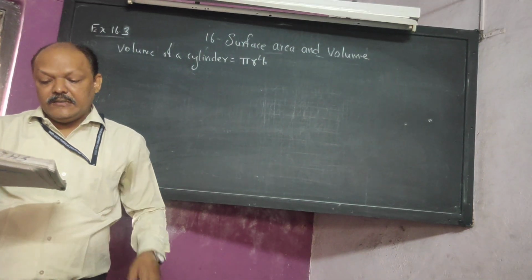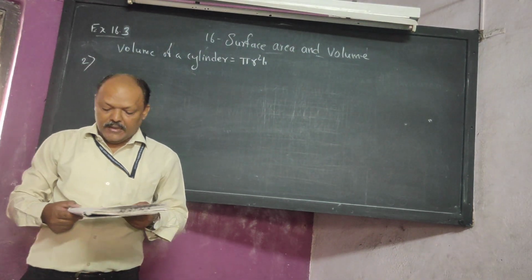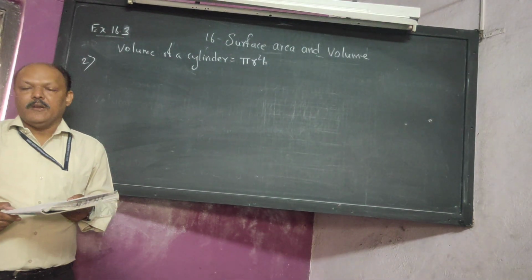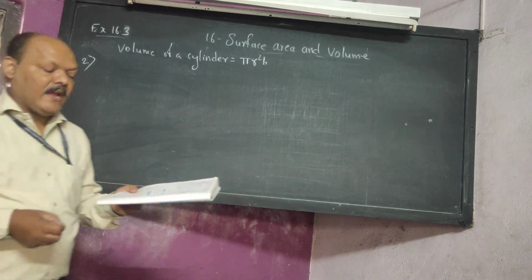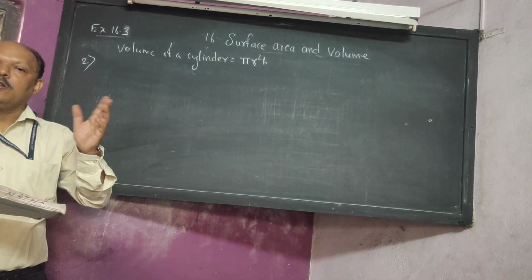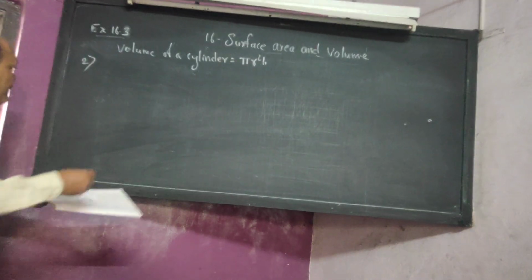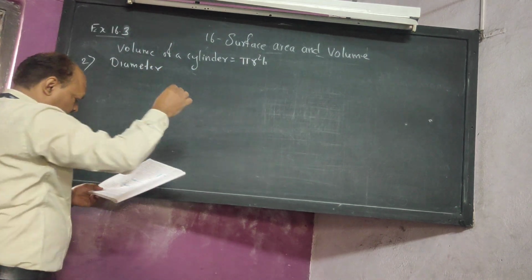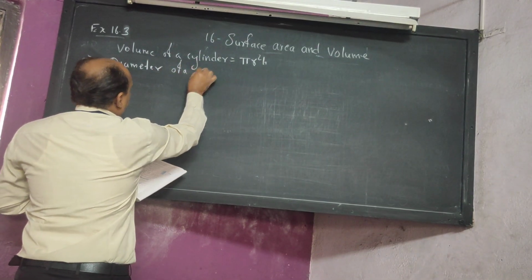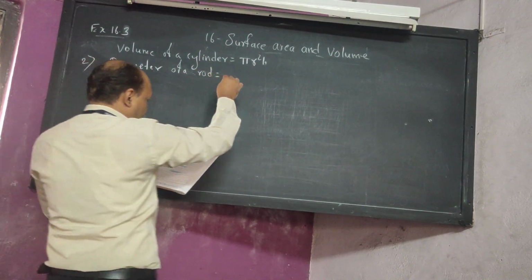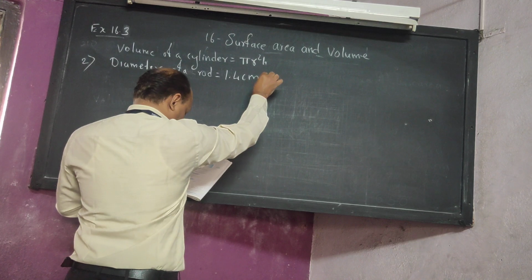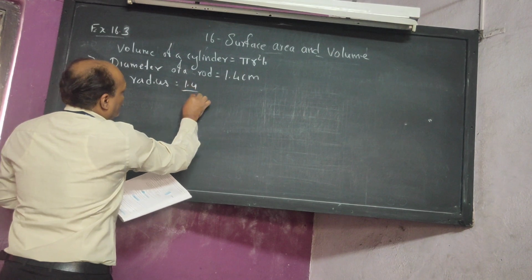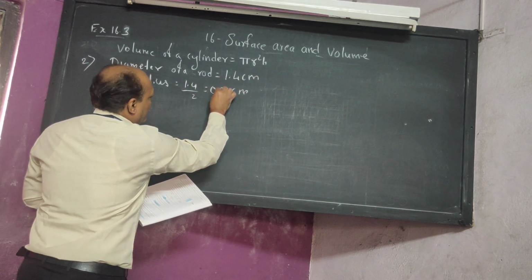How much iron is needed to make a rod of length 90 centimeter? Length means the height, and the diameter is given as 1.4 centimeter. How much iron is needed? The volume you have to find. What you have to find? Volume. So the diameter of a rod is given to you, 1.4 centimeter. That means radius is 1.4 upon 2, that is 0.7 centimeter.